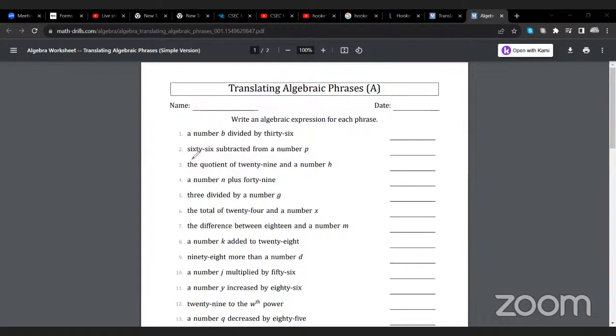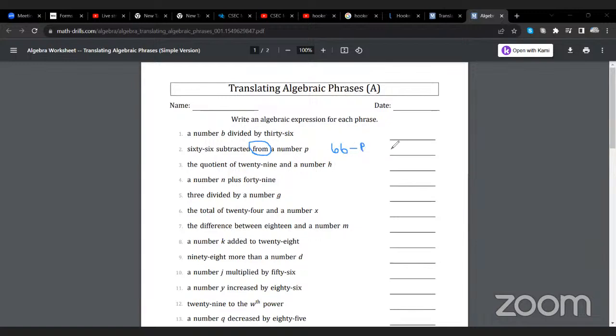So it says 66 subtracted. I'm going to write what you said. It says 66 subtracted from. Look at the preposition, the direction: from the number P. What you said is subtracting P from 66.